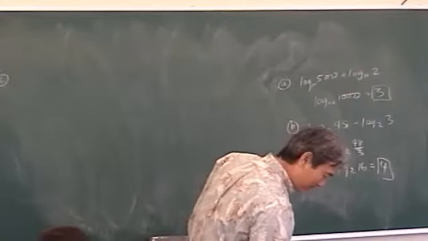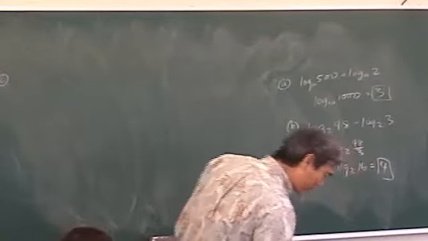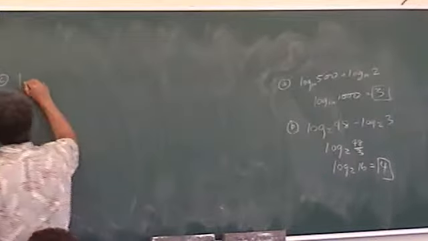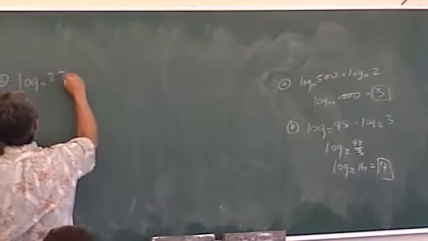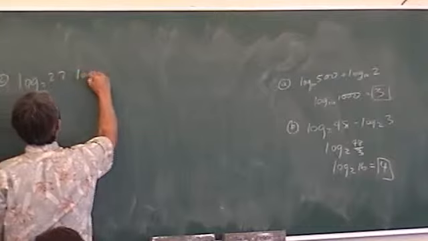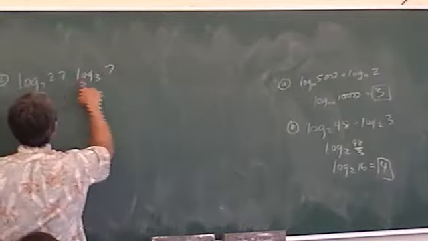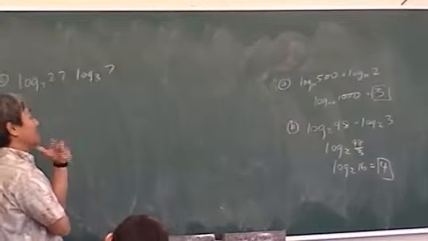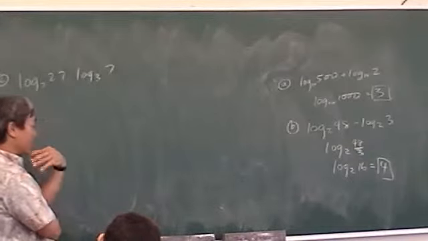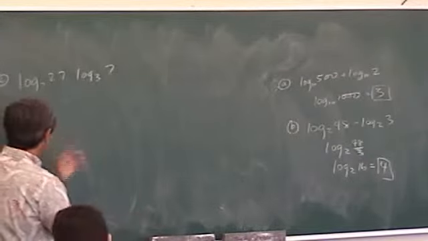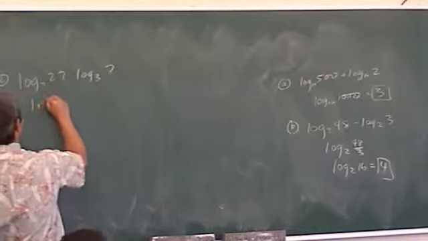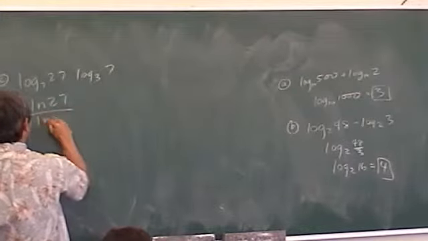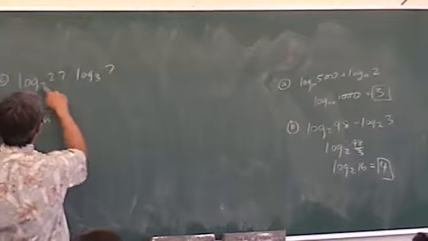Log base 7. Somebody read it out to me. Log base 7 of 27 times log base 3 of 7. Okay, now notice that the logarithms have different bases, so what do you think we're gonna do? Change the base. Now, you can change it to any base you want. Natural log. Okay, let's do natural log. So, natural log 27 over natural log 7. See how the top number goes on the top and the bottom number goes on the bottom?